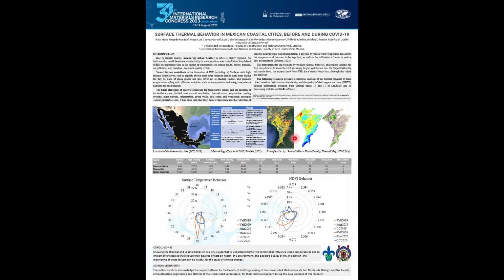These three images are an example of how each of the cities is represented: the urban density, the thermal map, and the NDVI map. With this image it is possible to obtain data related to each pixel for statistical analysis.